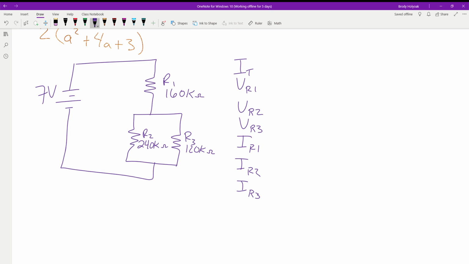So now when we're analyzing this, we have to apply the different rules depending on which part of the circuit we're looking at. So I'll give you guys a second to copy that down.